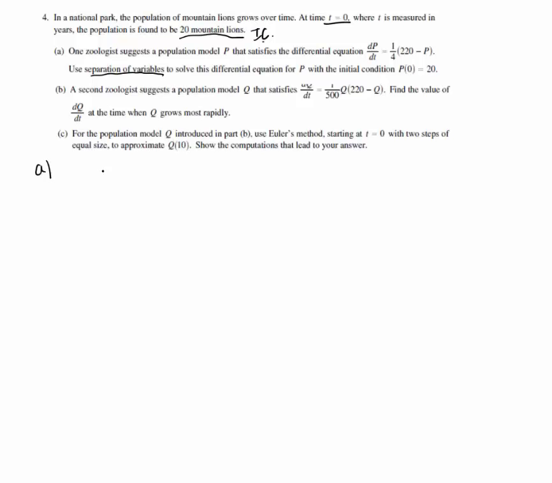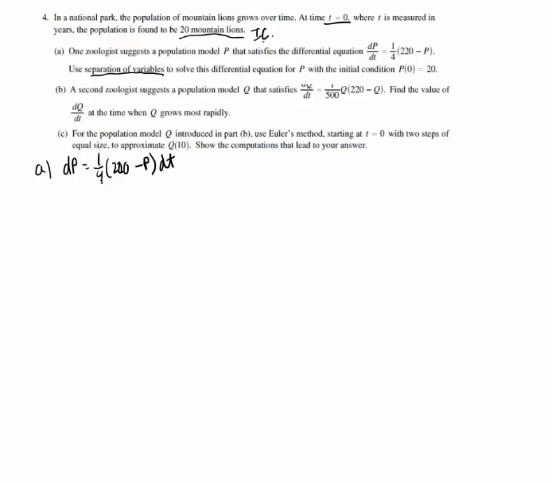So this is just your standard AB one that you might see on your AB test. So move the dt up, you get dP is equal to 1/4 parentheses 200 minus P dt. And that means the P term needs to go over here with the dP, and any t terms need to go over here, but I don't have any t terms.